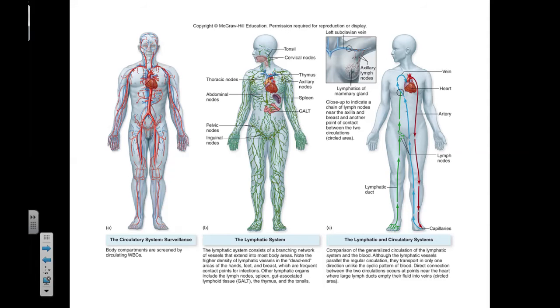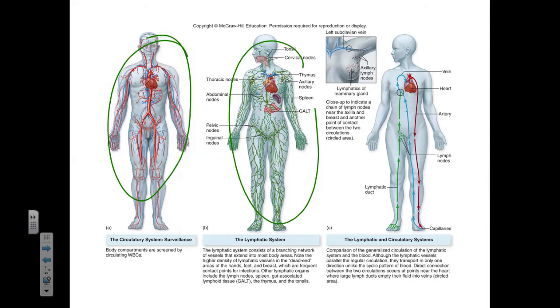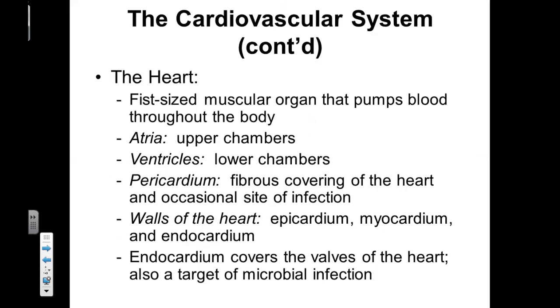Our cardiovascular system really is paired with our lymphatic system. So we have the cardiovascular aspect with the blood vessels, we have the lymphatic aspect with the lymphatic vessels, and we can combine them together to form the circulatory system with its two separate branches, one cardiovascular, one lymphatic, and they complement each other. If we look at the heart, the primary pump of our circulatory system, it's going to be about the size of a fist.